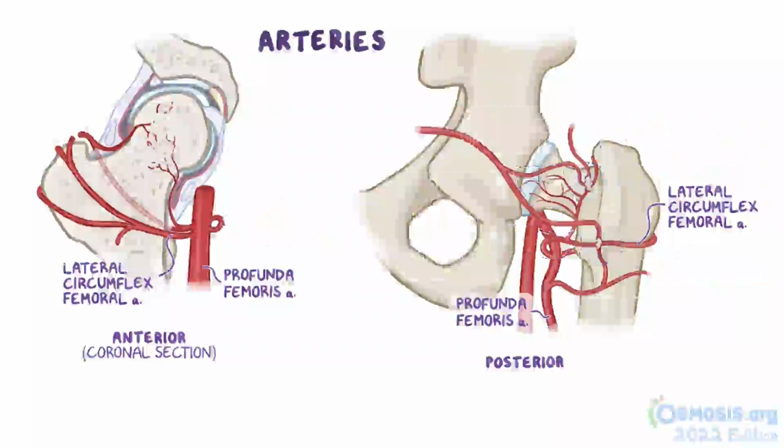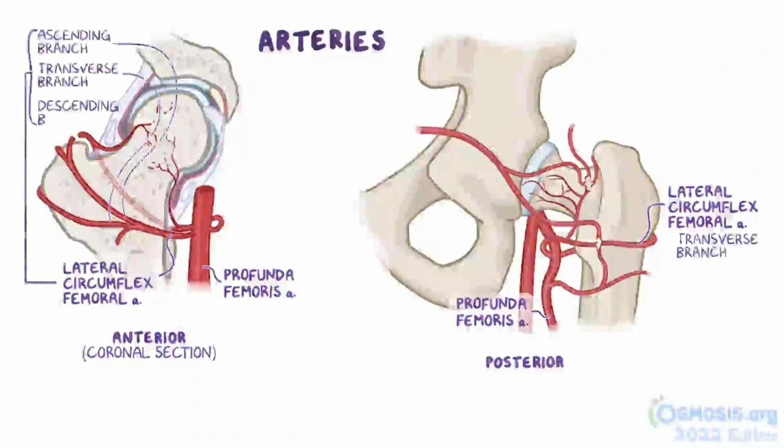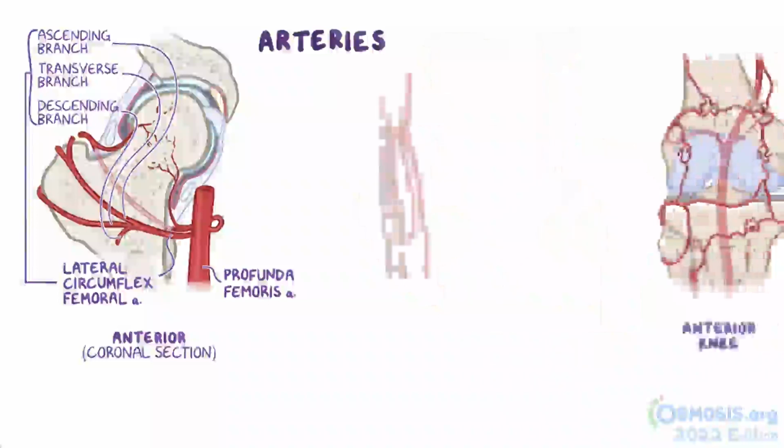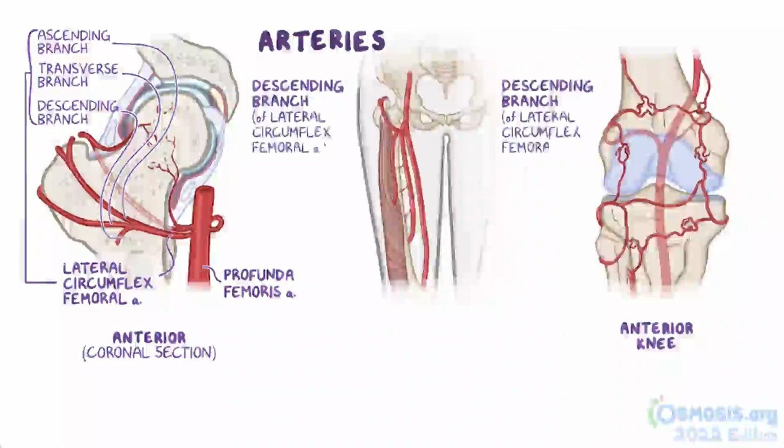The lateral circumflex femoral artery is the largest branch of the profunda femoris artery. It runs laterally and divides into ascending, transverse, and descending branches. The ascending branch contributes to the trochanteric anastomosis, and the transverse branch wraps around the femur posteriorly to take part in the cruciate anastomosis. The descending branch runs down along the anterior border of the vastus lateralis, which it supplies, and perforates to anastomose with a branch of the popliteal artery.